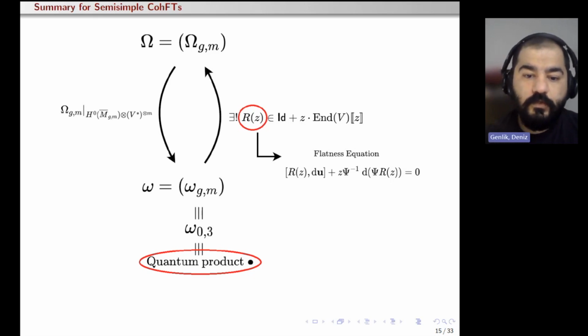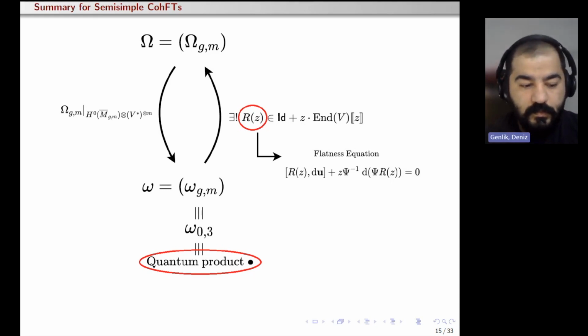Okay, so if you want to show that two semi-simple CohFTs are equivalent, then you need to show that their quantum products and R matrices are equivalent in some sense. This is also one technique that we will use later. So the quantum product and R matrix describe the semi-simple CohFTs.